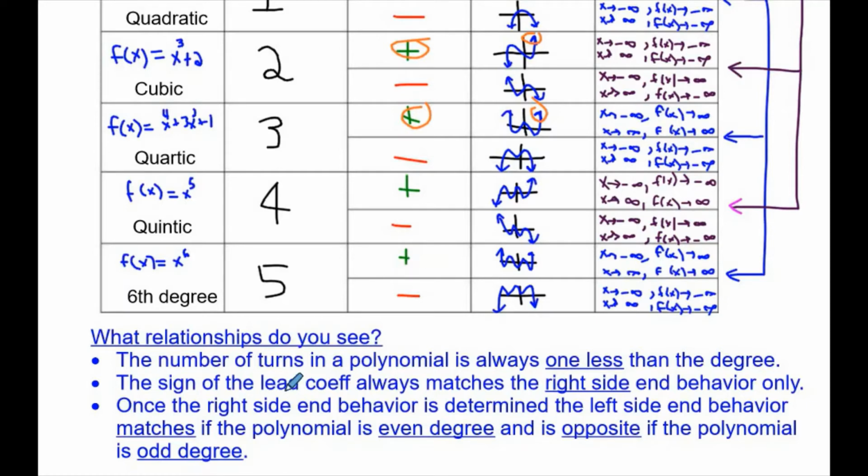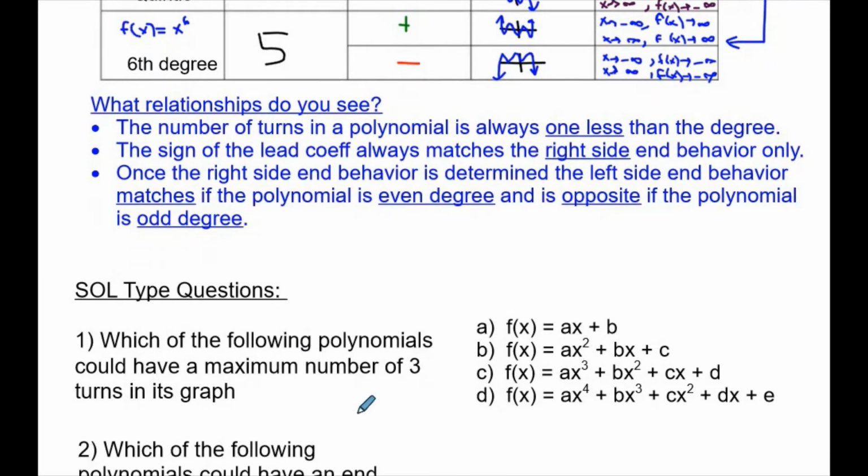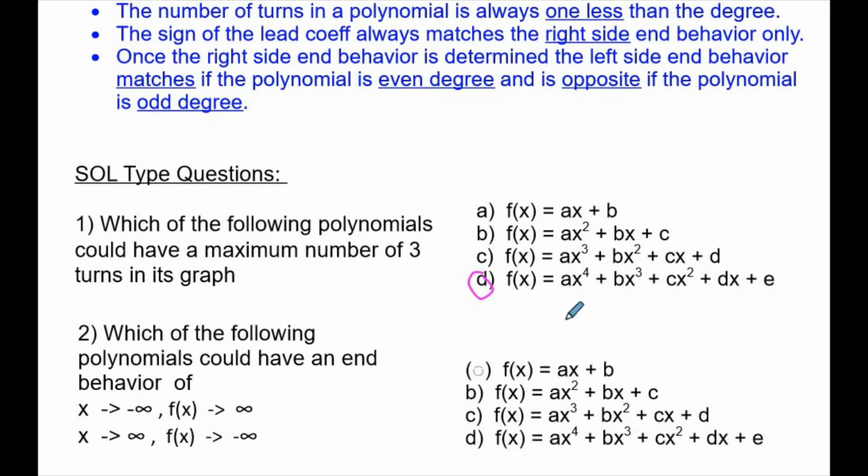And please keep in mind that even and odd here is not talking about symmetry. It's just talking about the degree, not the symmetry of the graph. So the reason this matters is something like this. Imagine you get a problem like this on a standardized test. Which of the following polynomials could have a maximum number of 3 terms? If you understand these 3 sentences, this one is simple. It's D, right? All you have to do is look for a lead coefficient that has a degree of 4, because it has 3 terms. 3 terms is a quartic, even if they put all these A's, B's, and whatever.